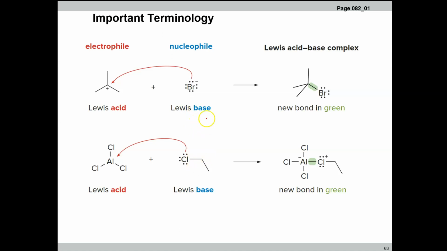So here are some examples of those. And then you can see that complex, the new bond that's formed, with that arrow formalism showing where the electrons are going to form bonds between these two different atoms. Here, the bromine and the carbon, and the chlorine and the aluminum that are formed.